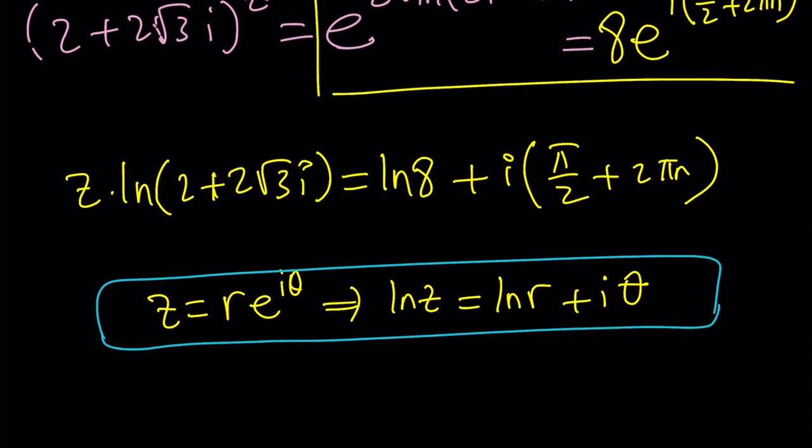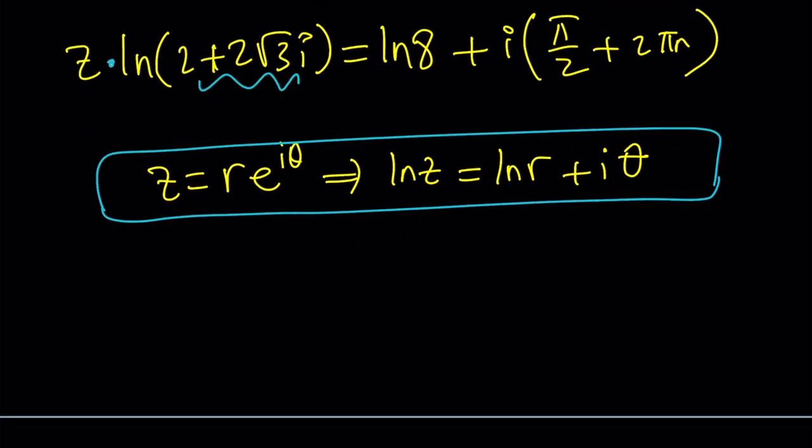Now, from here, we can just isolate z by dividing both sides by the ln of this. But the million-dollar question is, what is the ln of this complex number?